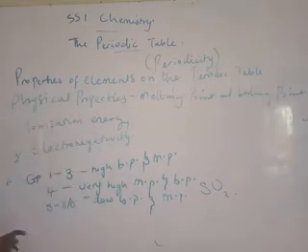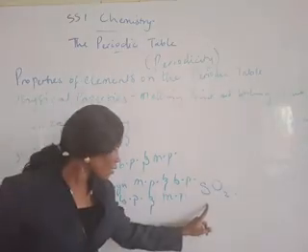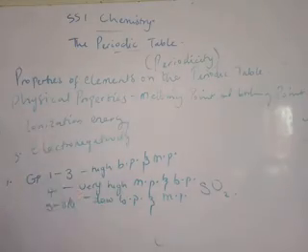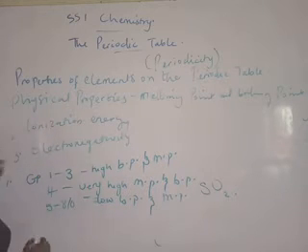Is that all right? Sulfur is in group 6. Both of them are in group 6. So they are both non-metals. So this is clear. All right. That takes us to number 2, ionization energy.